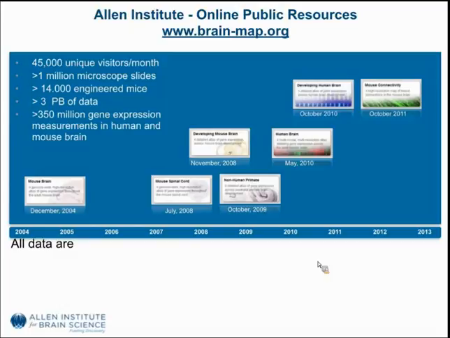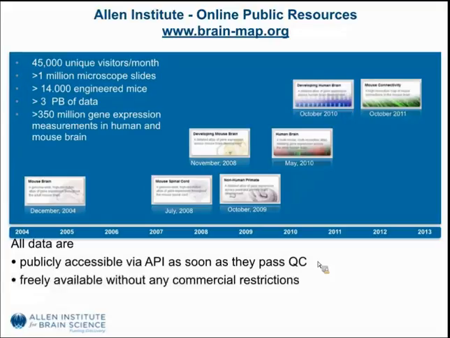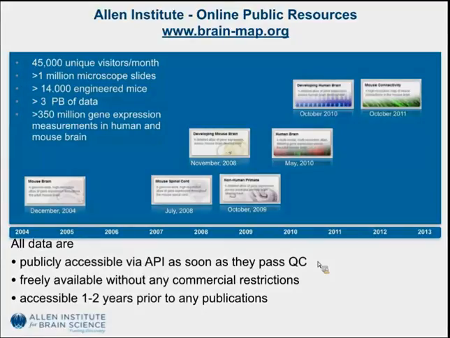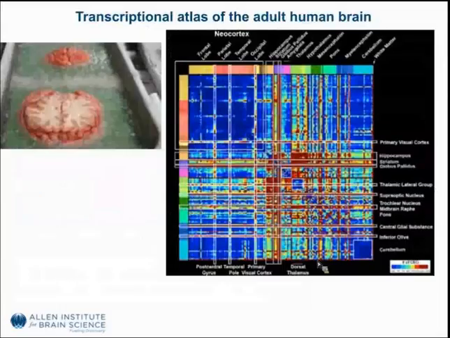We give out 14,000 engineered mice, so we're doing a lot of stuff for the community. And as I said, all the data are accessible via APIs as soon as they pass internal quality control. No commercial restrictions. So if you're a big pharma and you make money, good for you. Maybe we hope you acknowledge us. And they are always accessible several years prior to any publication. So all the papers that we publish, these large resource papers in Nature, Nature Neuroscience, Neuron and Cell, always come out after the actual data is out there, and we've never been scooped.